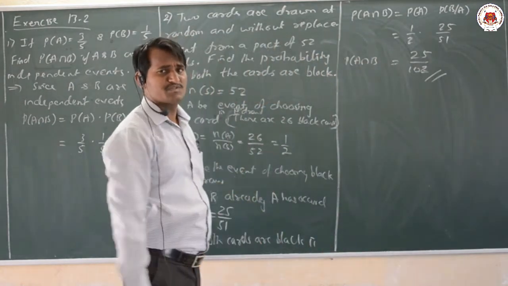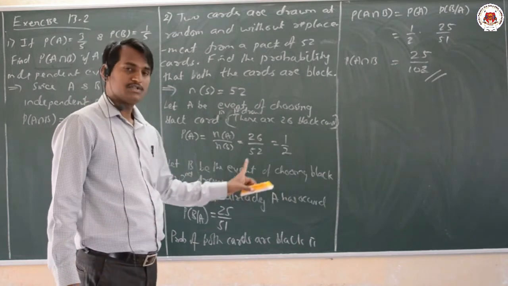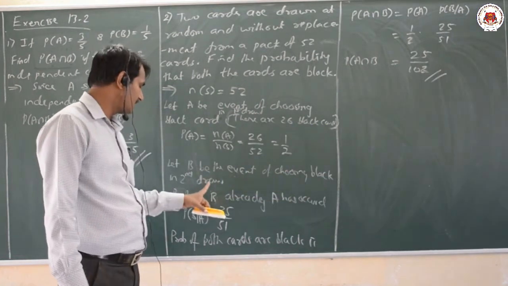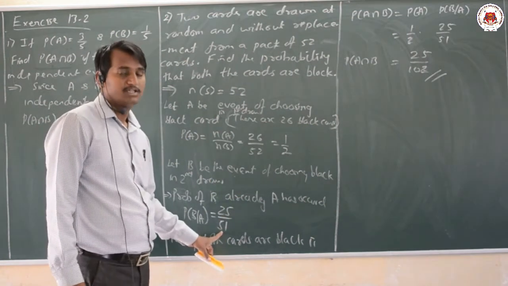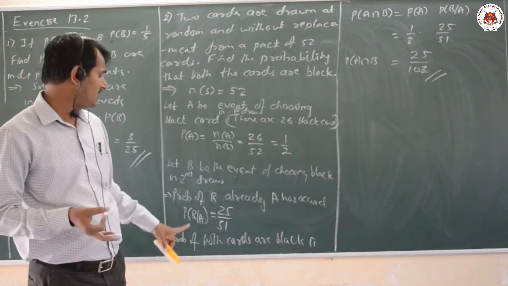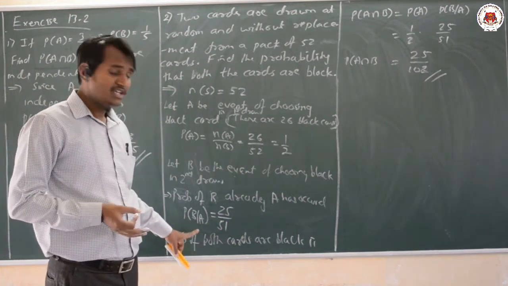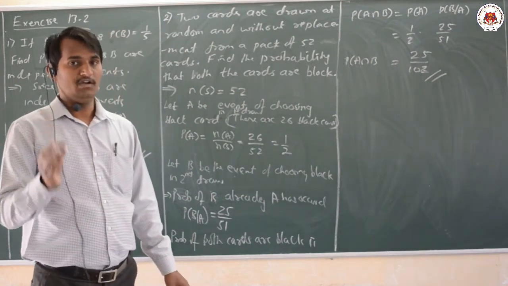Dear students, the problem is very simple. Some textbooks will give P as the probability of the event of choosing black in the second draw. Directly they will write P of B is equal to 25 by 51. That is also right. Why? Because B itself is chosen with A having already occurred. It is quite optional, you may write it or you may not write it.